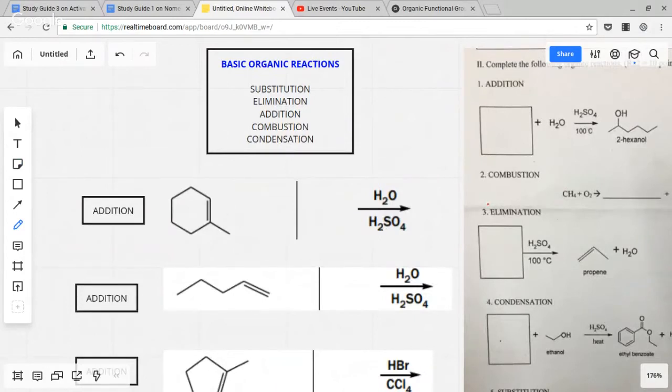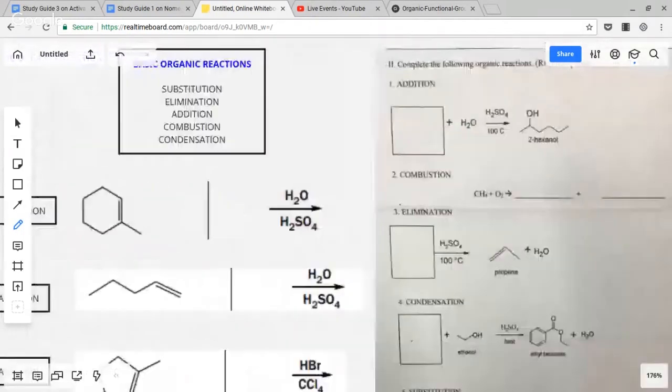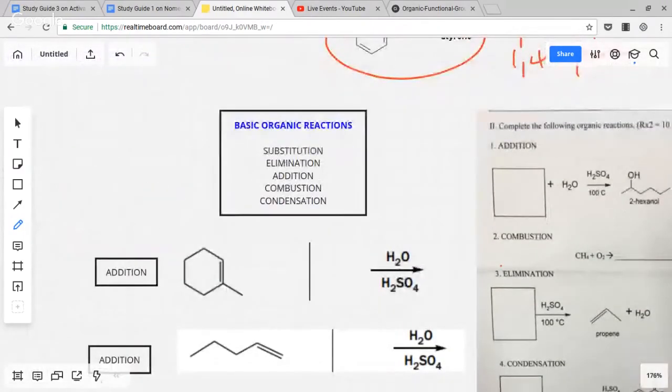Okay, now for organic reactions, on your screen you see the 5 organic reactions that we discussed. So there's substitution, elimination, addition, combustion, and condensation reactions. So all these 5, these are just the common organic reactions. There are so many organic reactions, but we'll just be taking up the 5 basic ones.